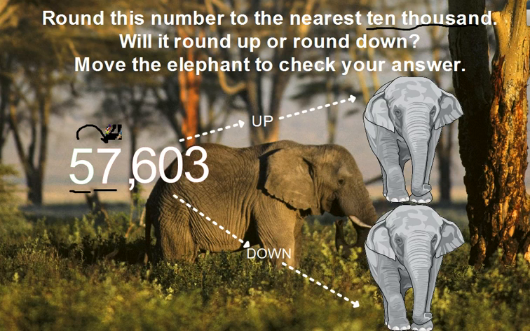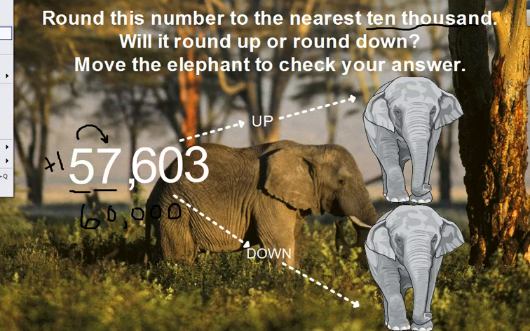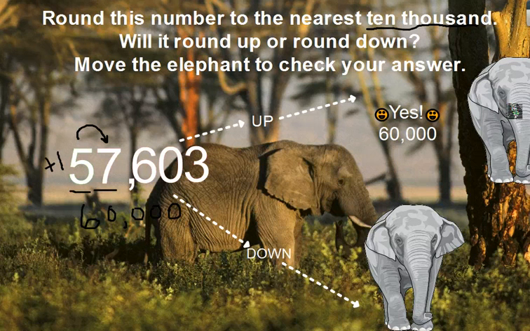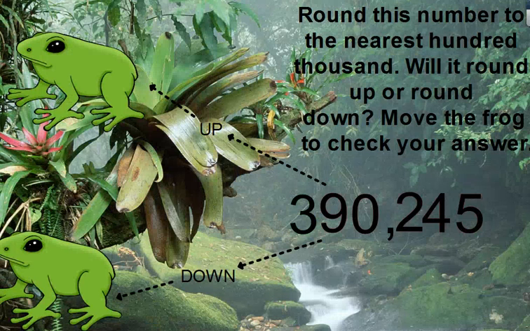And if it's 5 or higher, we add one more. 4 or fewer, just ignore. Since 7 is 5 or higher, we need to add 1 to our 5. So when we add 1 to our 5, we get a 6. And then we change all the rest to zeros. We change all the rest of our numbers, place values, to 0. So let's see if we're correct. We decided to round up. Good job. 60,000. Let's try it one more.